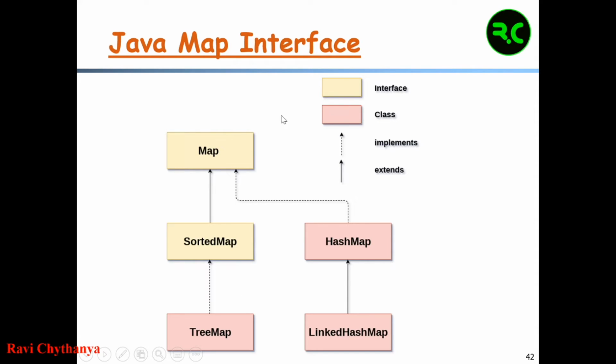The Map interface has a SortedMap interface which has been extended from the Map interface, and HashMap and TreeMap are implemented from the Map interface, and LinkedHashMap will be extended from the HashMap class. This is exactly the Map interface, which was added in the Java 8 version.